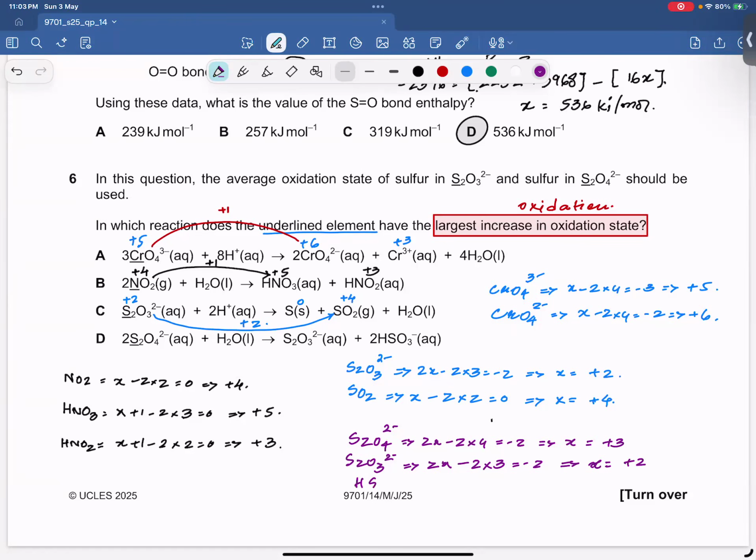And then we have HSO3 negative, sulfur is X, hydrogen is +1, oxygen is -2 into 3, whole charge equals -1. So X +1 -6 equals -1, then X -5 equals -1, then X equals +4. Okay, +4. I was right.